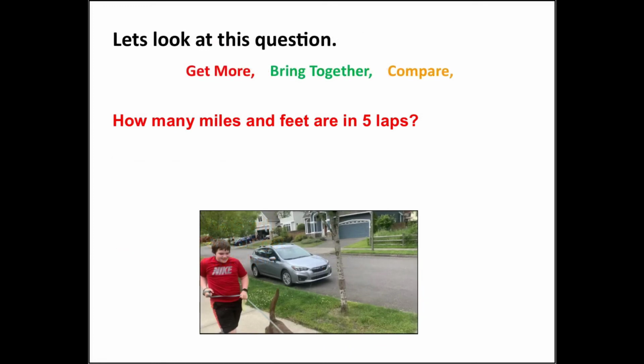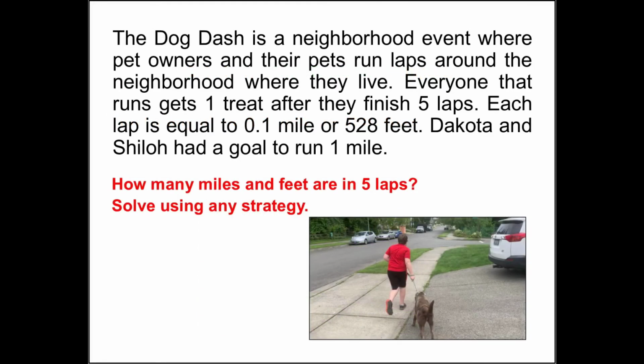Today, we're going to focus on this question. How many miles and feet are in 5 laps? Now that we understand the problem, let's read it again to solve it. The Dog Dash is a neighborhood event where pet owners and their pets run laps around the neighborhood where they live. Everyone that runs gets 1 treat after they finish 5 laps. Each lap is equal to 1/10 of a mile, or 528 feet. Dakota and Shiloh had a goal to run 1 mile. How many miles and feet are in 5 laps?